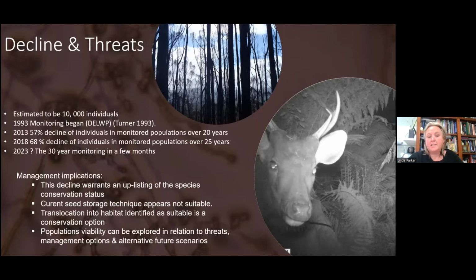So we decided we could do a trial translocation, which I'll talk about shortly. And then following the success of that, we've done another translocation. Then we've done some genetic analysis and some population viability analysis to inform future translocations.